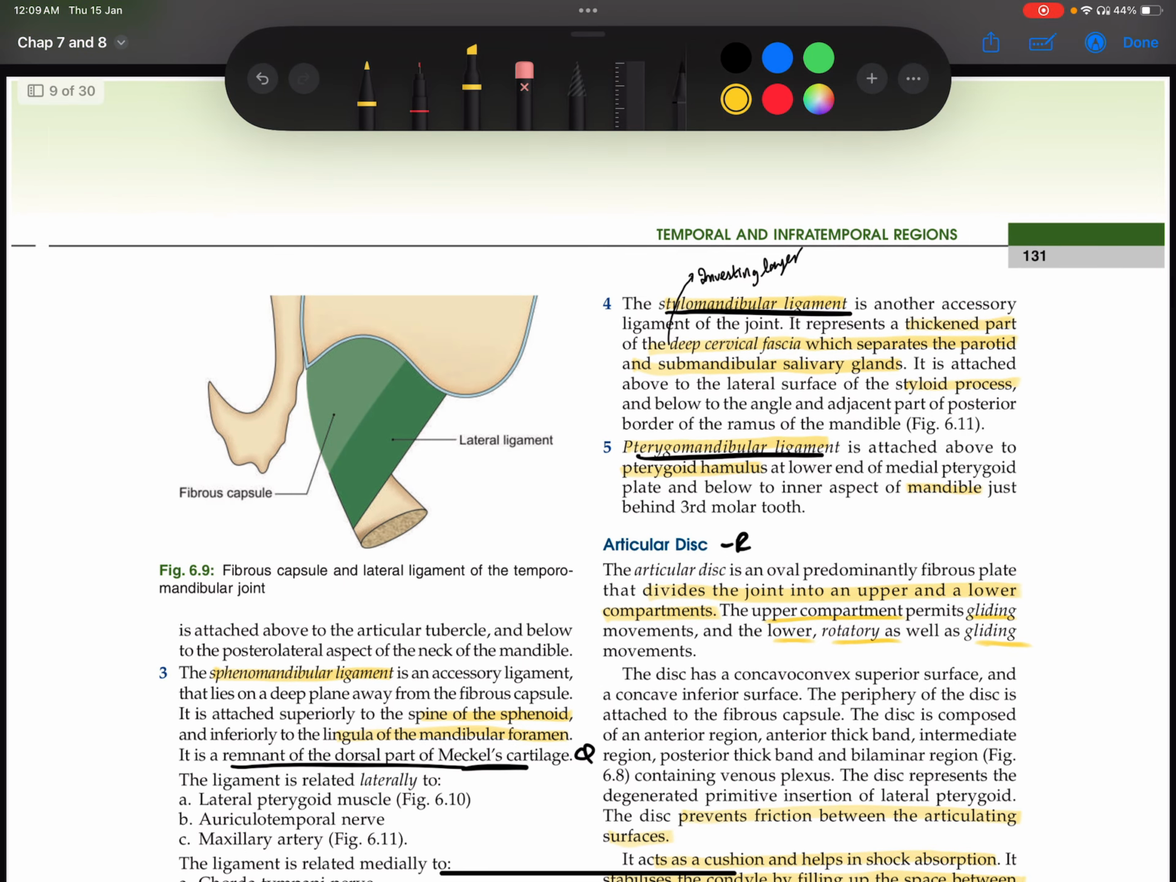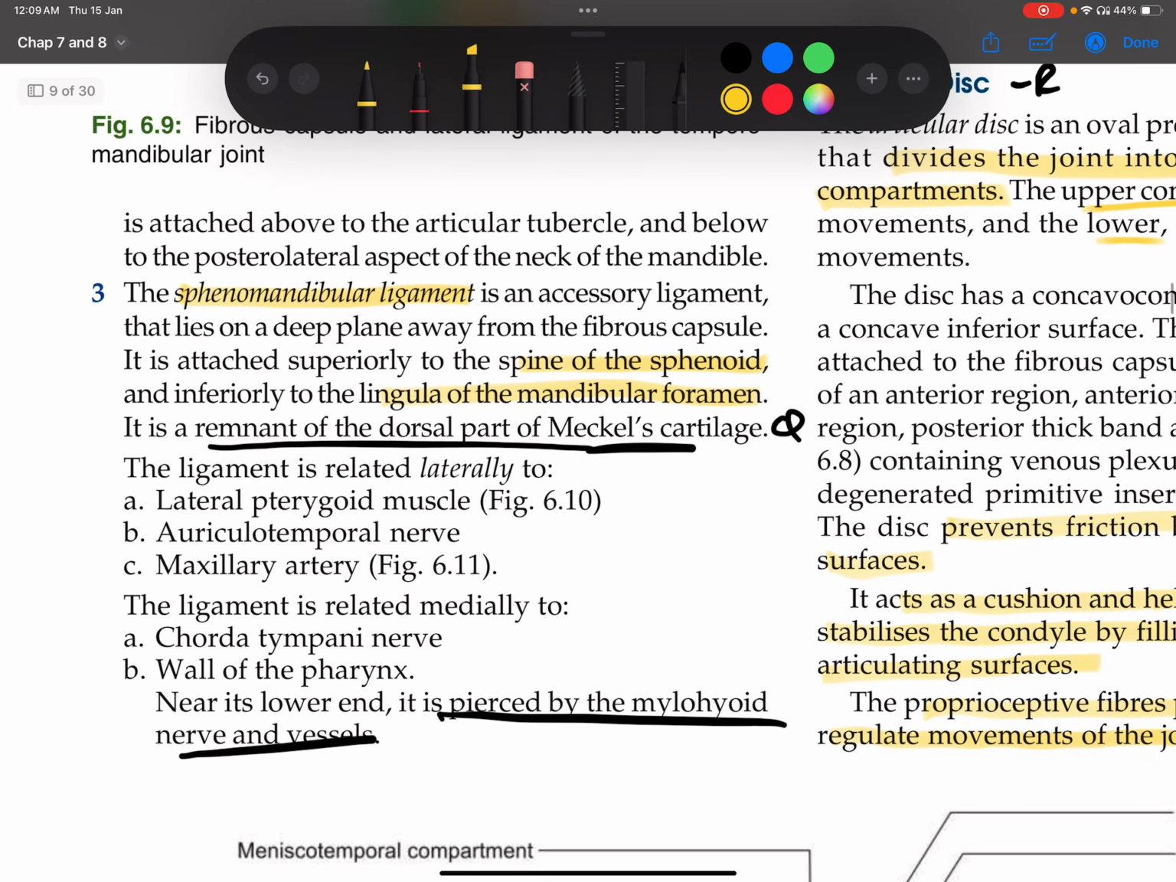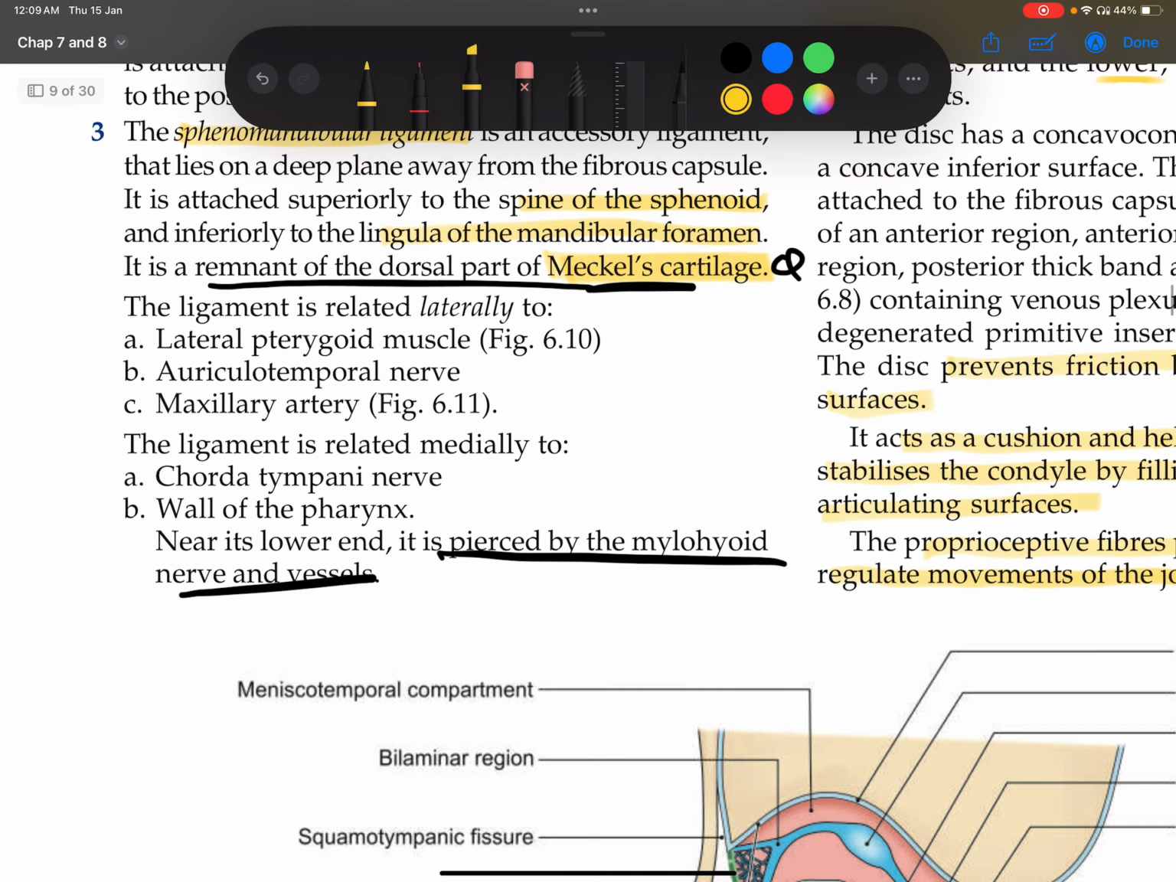Now moving forward, there's another ligament, which is the sphenomandibular ligament, and this attaches from the spine of the sphenoid to the lingula of the mandibular foramen. This is the remnant of the Meckel's cartilage. It's a very important MCQ point.